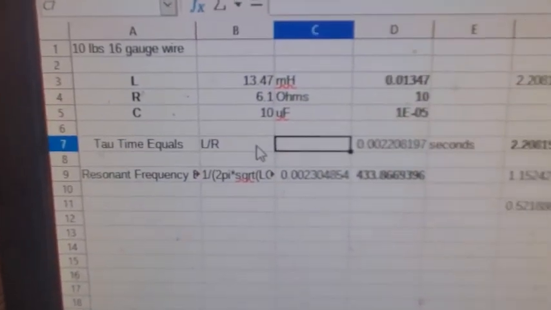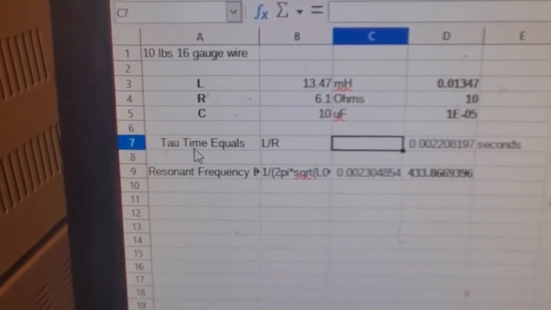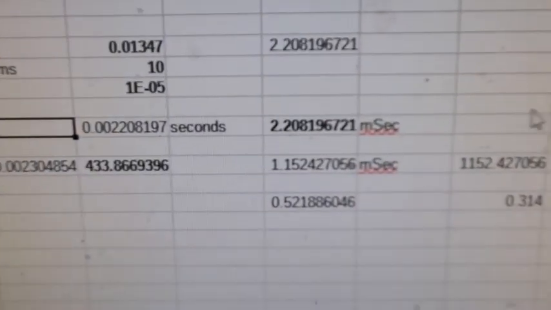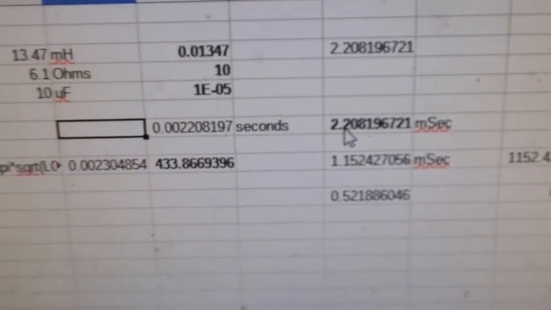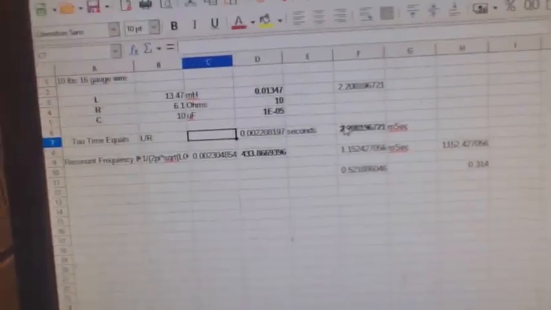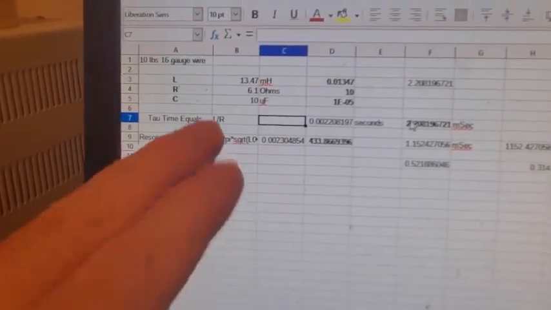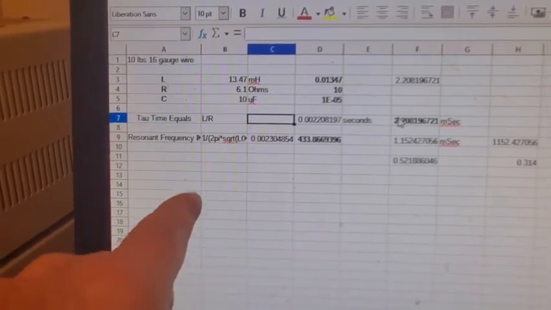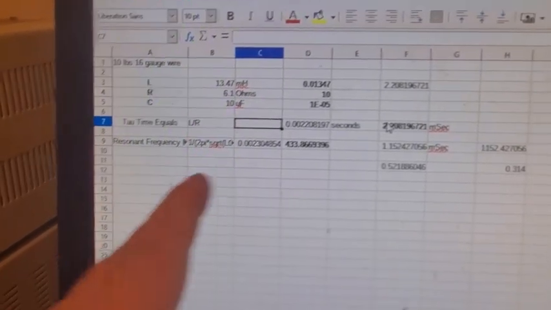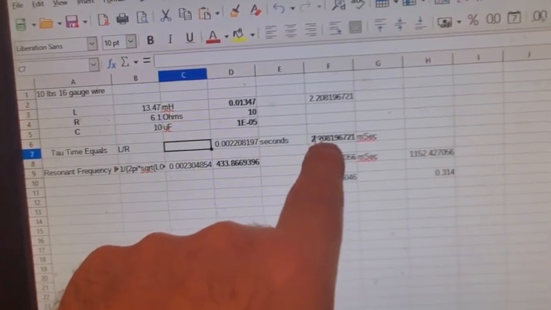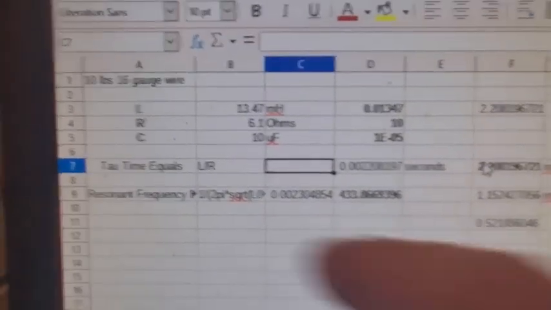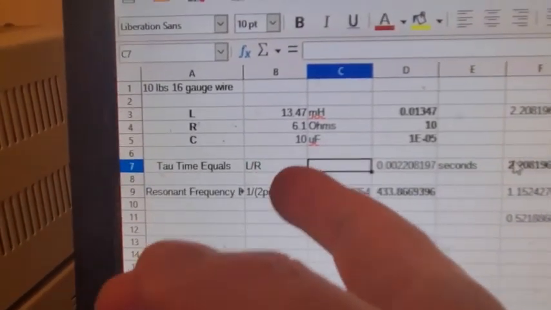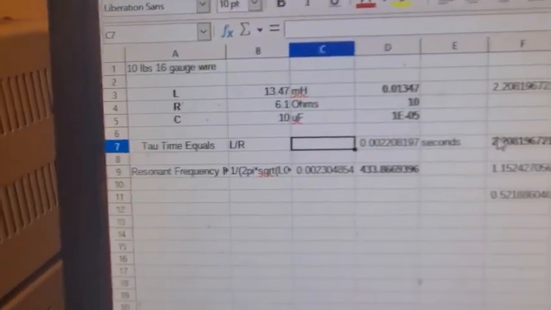So what does this little spreadsheet do? It calculates for us the tau time of the coil, L divided by R. So L divided by R is 2.2 milliseconds. And what does the tau time tell us? The tau time tells us the amount of time, if you had a constant voltage source, say just a constant 10 volt source, at 2.2 milliseconds you would be 62% of the way to saturation of the coil. And if it had more inductance, it would be slower, L divided by R. Or, it's a little counterintuitive, if it had less resistance, it would be slower.